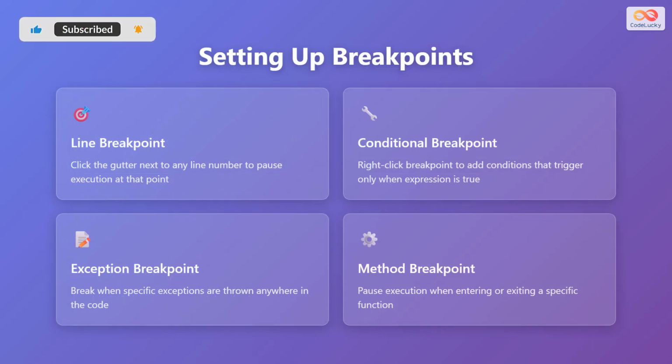Breakpoints are the foundation of debugging. They tell the debugger where to pause your program's execution. There are 4 main types of breakpoints you'll use. A line breakpoint is the most common type. You simply click in the gutter next to any line number, and execution will pause at that point. A conditional breakpoint is more advanced. You click on a breakpoint to add conditions that trigger only when a specific expression evaluates to true. An exception breakpoint allows you to break whenever specific exceptions are thrown anywhere in your code. Finally, a method breakpoint pauses execution when entering or exiting a specific function, which is useful for tracking function calls.